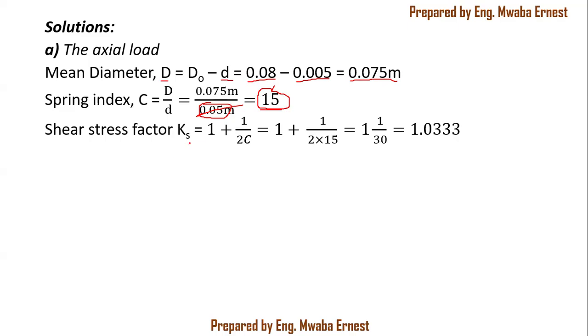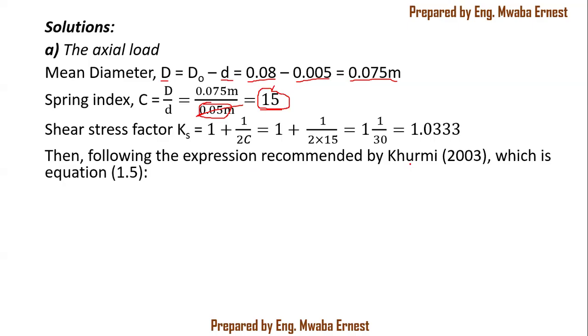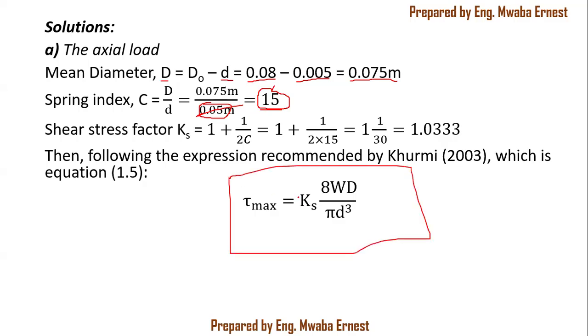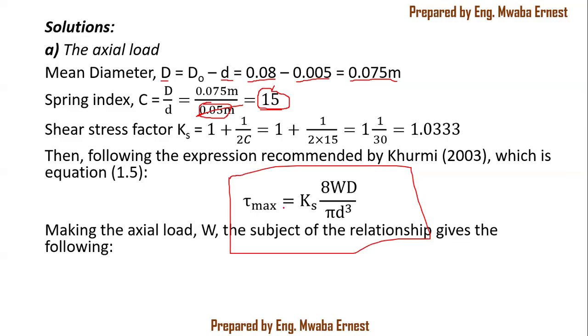Then the shear stress factor continues from there: 1 plus 1 over 2C, meaning 1 plus 1 over 2 times 15, and we end up with 1.033333, just like that. Next, the maximum shear stress, we know, is supposed to be Ks times 8WD over pi d cubed. So we can do the substitution.